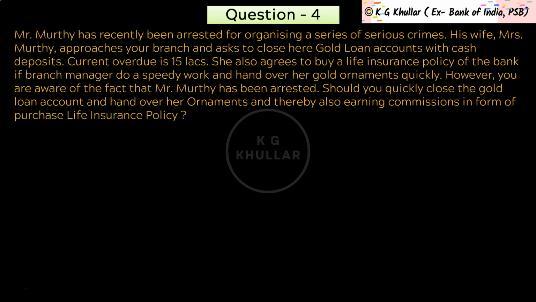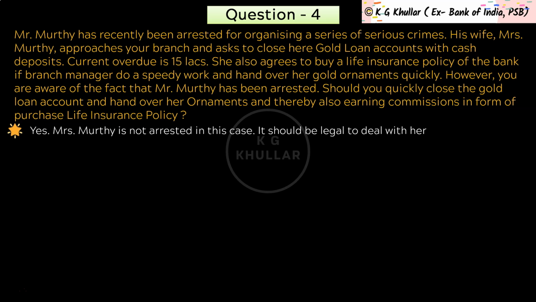Next question is, Mr. Murthy has been recently arrested for organizing a series of serious crimes. His wife, Mrs. Murthy, approaches your branch and asks you to close her gold loan accounts with cash deposits. Now the current overdue is Rs 15 lakhs. She also agrees to buy a life insurance policy of the bank if branch manager does a speedy work and hands over her gold ornaments quickly. However, you are aware of the fact that Mr. Murthy has been arrested. Should you quickly close the gold loan account and hand over the ornaments and thereby also earn commissions in form of purchase of life insurance policy?